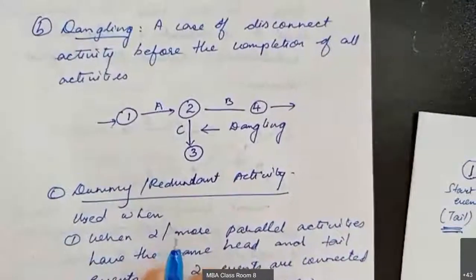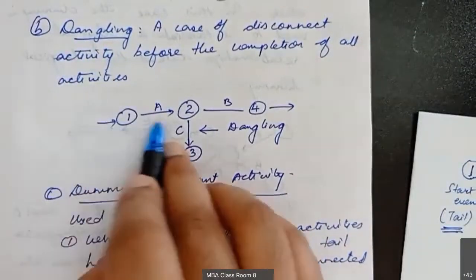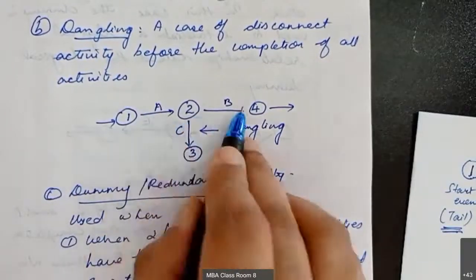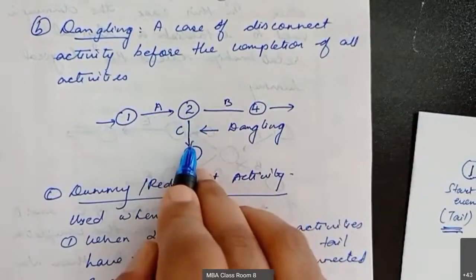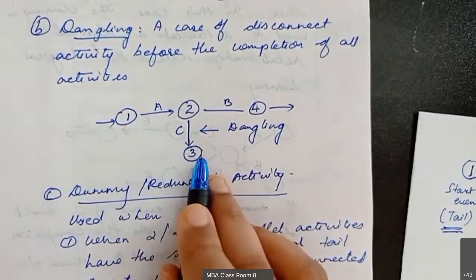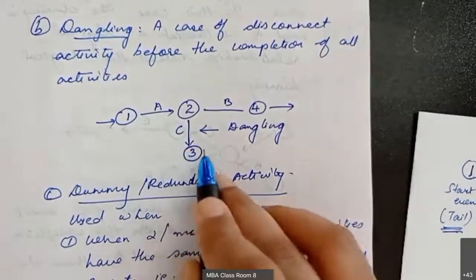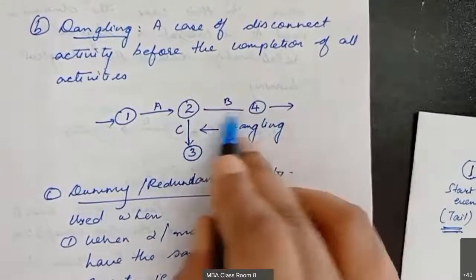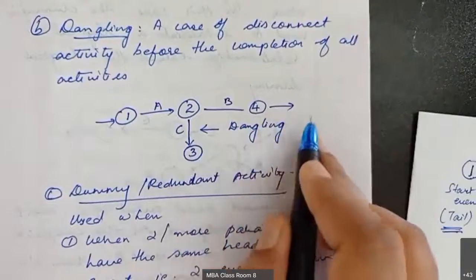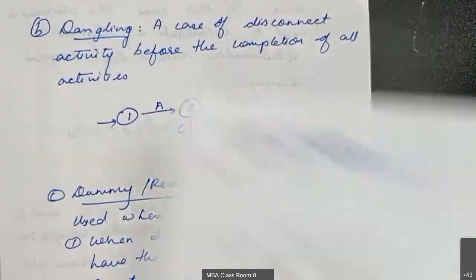Then the next error that we can make is the dangling error. Dangling means, see over here, you start with A, then you go for B. But in between A and B, we have another activity called C. The ending of C is represented by event 3. But what happens? This activity C and the activity B over here should actually have one common ending point. We already told that here.